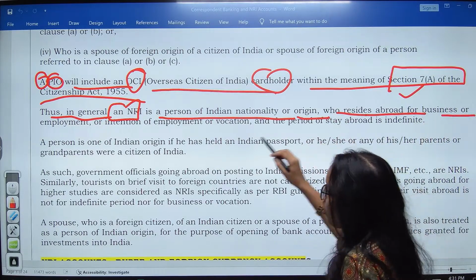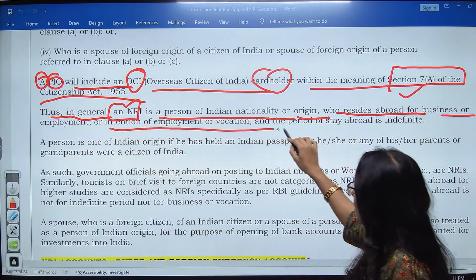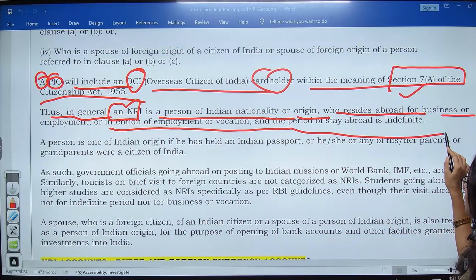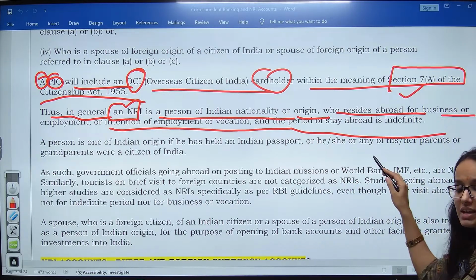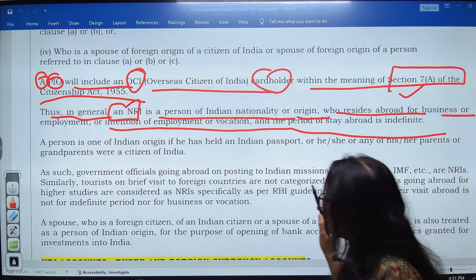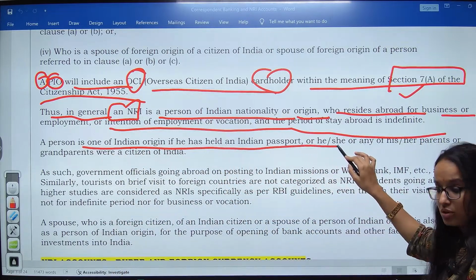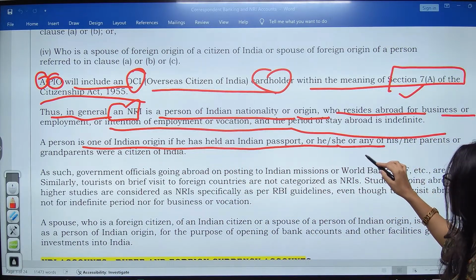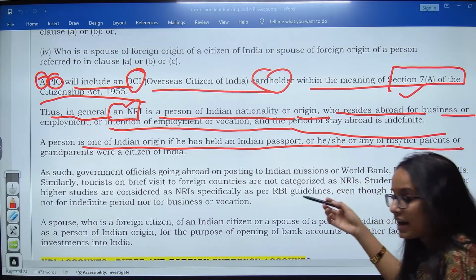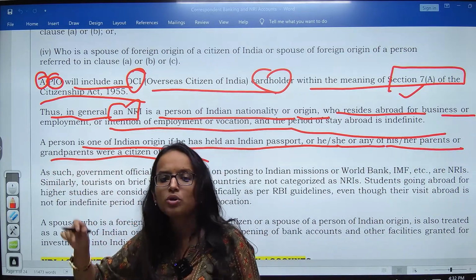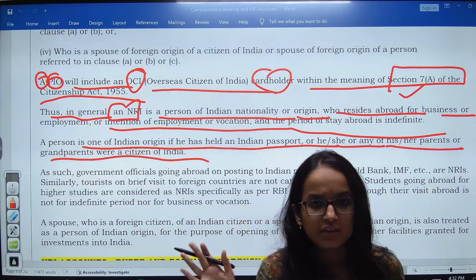Next, thus, in general, an NRI is a person of Indian nationality or origin who resides abroad for business or employment or intention of employment or some other business purpose, where the stay is indefinite. Then a person of Indian origin, if he has held an Indian passport or he, she or any of his parents, grandparents were citizens of India, right? So broadly summing up the definitions here.